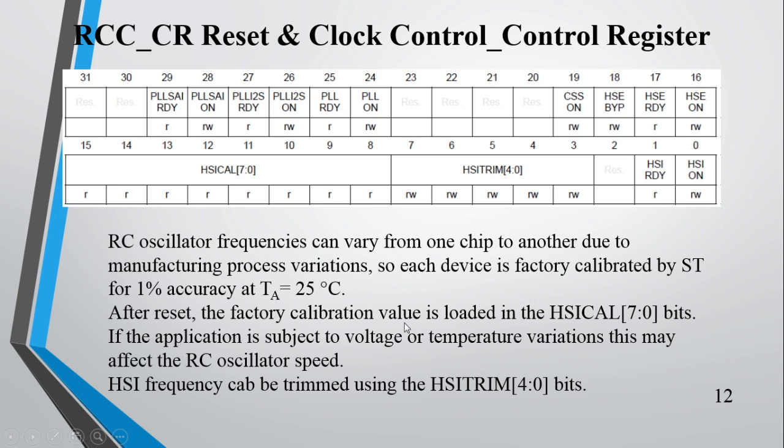The factory calibration value will be loaded onto HSI calibration bits 0 to 7. So to these bits, 0 to 7 means it is actually bit number 8 to 15 of the CR register of RCC. So HSI calibration 0 to 7, that is actually bit number 8 to 15.